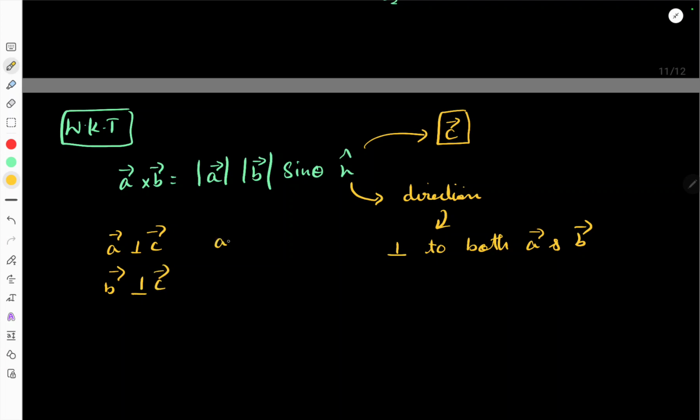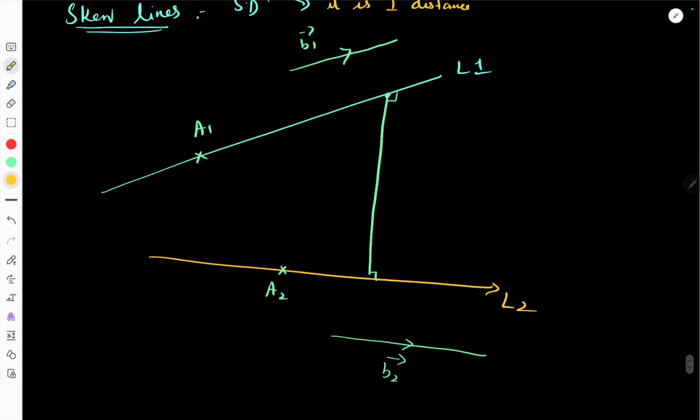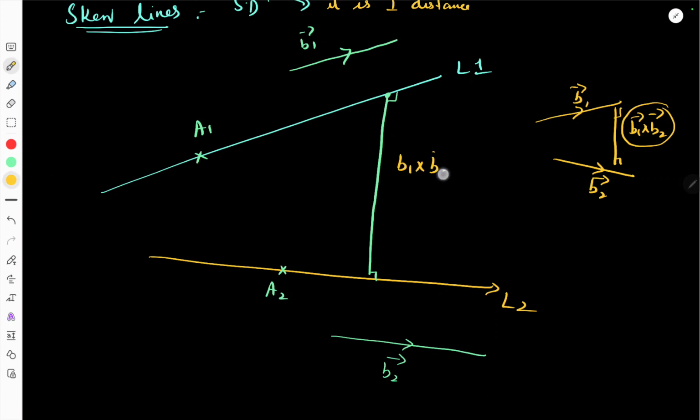So if it is perpendicular, then I can say a dot c vector will be equal to 0 and b dot c vector will be equal to 0. So here also we need one vector which is perpendicular to both line 1 and line 2, which is the same as saying it should be perpendicular to b1 vector as well as b2 vector. To get a vector perpendicular to both these vectors, I have to take the cross product. This vector b1 cross b2 will be perpendicular to both b1 vector as well as b2 vector.